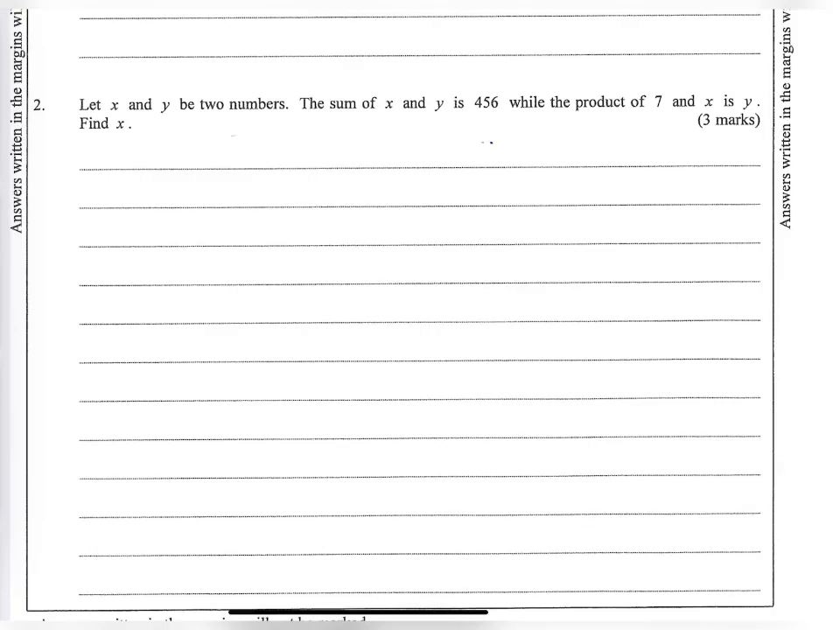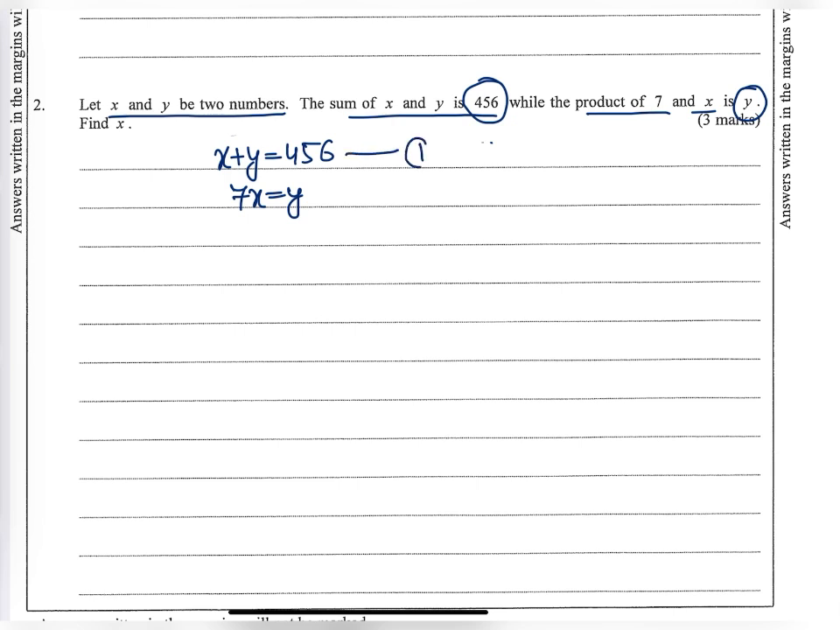As the question says, x and y are the two numbers, and their sum is 456. So we'll write it: x plus y is equal to 456, and the product of x and y is 7, and x is y. So 7x is equal to y. Let these two equations be 1 and 2. Now we can use the simple substitution method, as we can see that y can be replaced by 7x. So put equation 2 in 1.